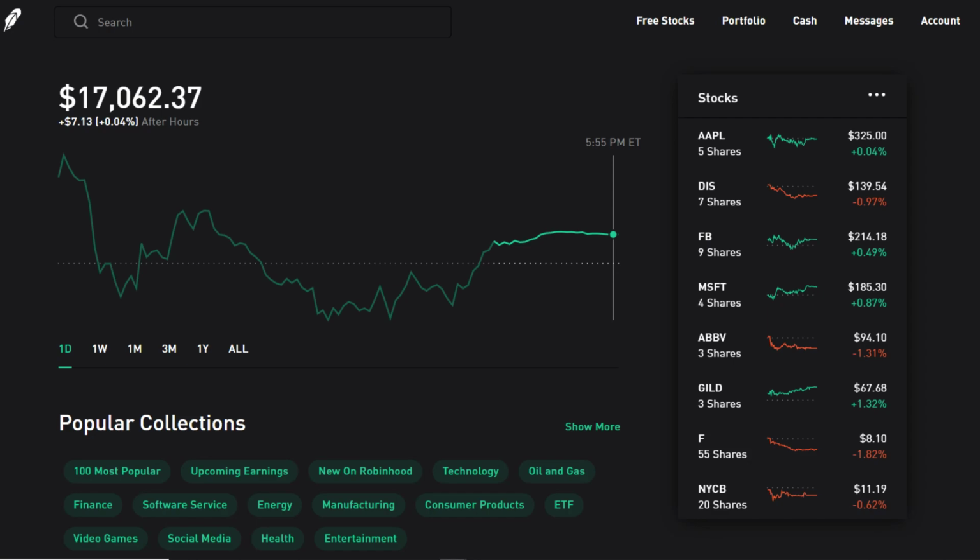So obviously this web page differs a little bit from the app. I do like the app and I do most of the work on the app, as far as trading, stuff like that, but I think the web browser is a neat little experience for you as well.